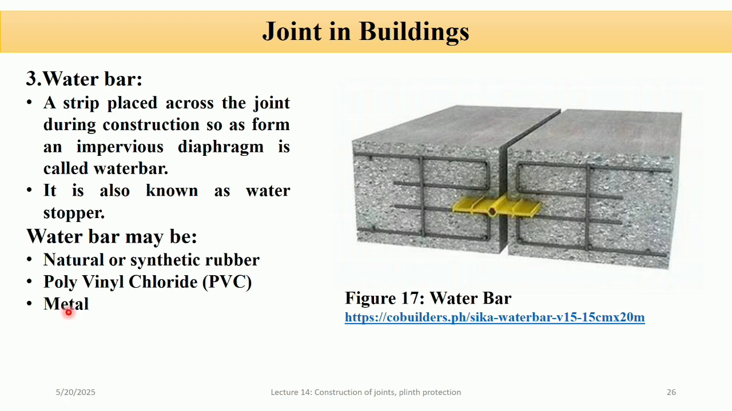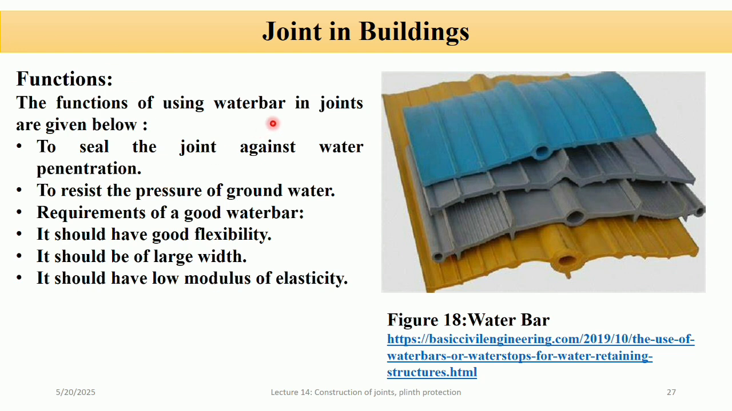And it may be a metal water bar, which is made from metal like steel or copper, which is very strong and durable, and it is usually embedded in concrete joints for waterproofing in heavy duty structures, and it may require protection against corrosion. So the function of using a water bar in joints is to shield the joints against water penetration and to resist the pressure of groundwater. The requirements for a good water bar: it should have good flexibility, should be of large width, and should have low modulus of elasticity.